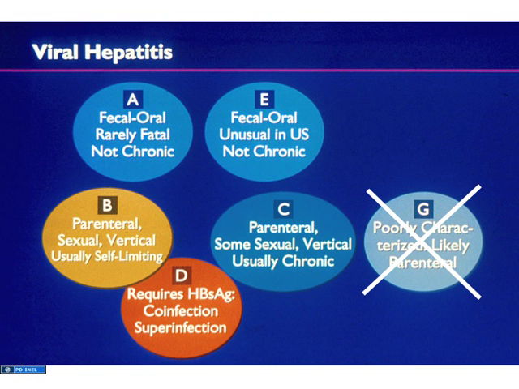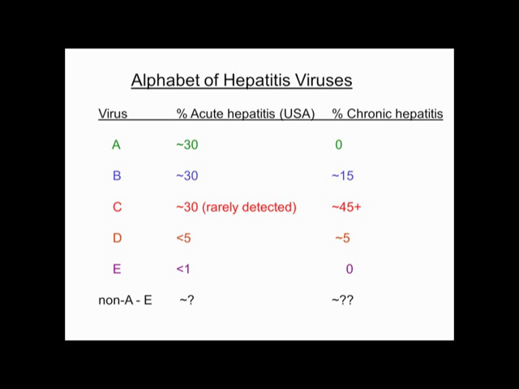So to get D, you have to also have B. And we don't have much D in this country. It's very rare. So B and C are the major ones. We thought there was a G at one point, but it turned out it wasn't. So this is what we've got.